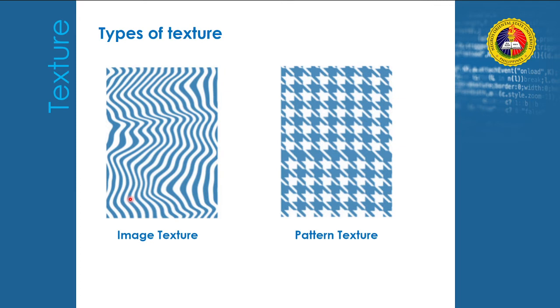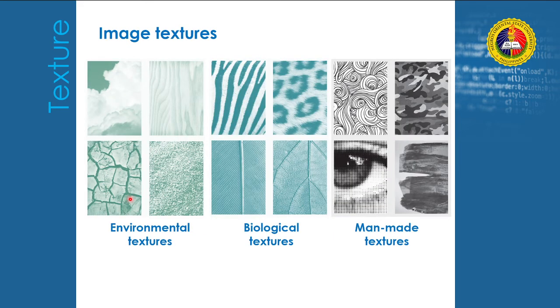Image texture is generated from a combination of organic and geometric shapes and color. It can be simple or complex and generally appears random to create a particular look and feel. All right, so everything is random for image texture. So let's take a look at these examples. These are the image textures. We have environmental textures, biological textures, and man-made textures.